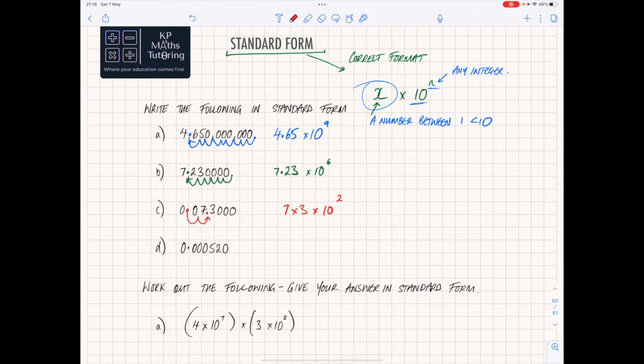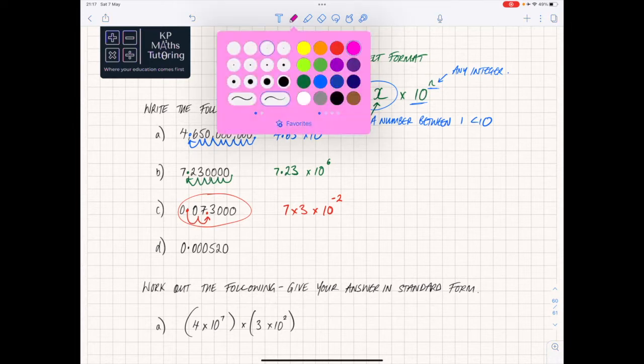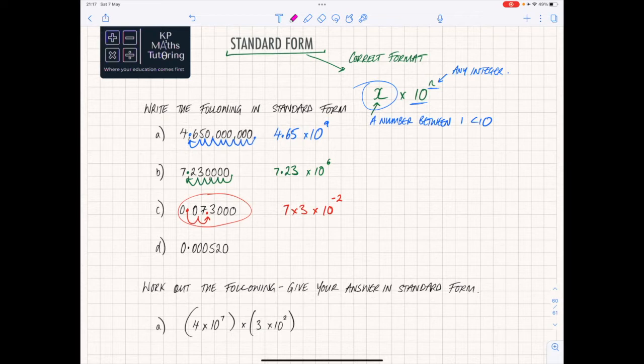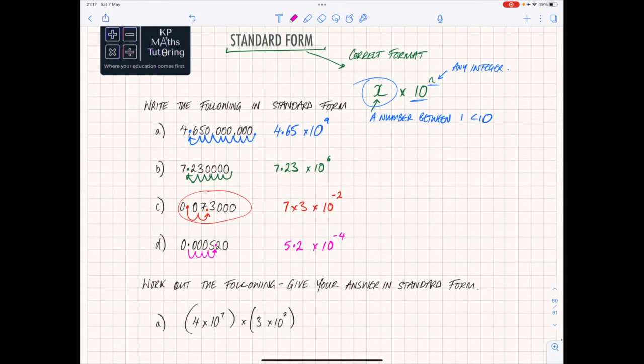I've moved it twice. But in this case, because that's a really small number, it's 0 point something, it becomes minus 2. Okay? Pause the video again if you want to and have a look at the last one. But again, here we go, it's going to become 5.2 times by 10. How many spaces are you moving it? That's 4 spaces I've had to move, and because it's really small, it becomes minus 4. Okay, so that's your premise of standard form.